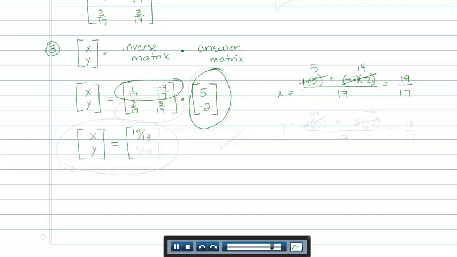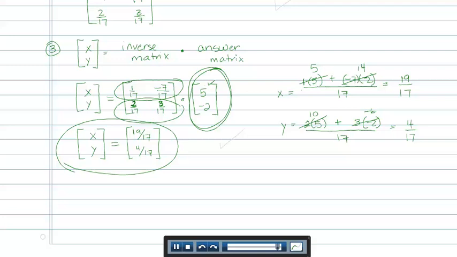Now we have to solve for y. y is going to be the second row. I'm going to circle it: 2 17ths and 3 17ths. We're going to multiply this by the column, but focus on the numerators. The 2 on top of the 17 times the 5, so it'd be 2 times 5 plus the 3 on top of the 17 times the negative 2, and we're going to put that over 17. Now you just clean it up. 2 times 5 is 10. 3 times negative 2 is negative 6. 10 plus a negative 6 is 4. So you get 4 over 17. And there you have it. Those are the values of x and y solving a system of two equations using matrices.